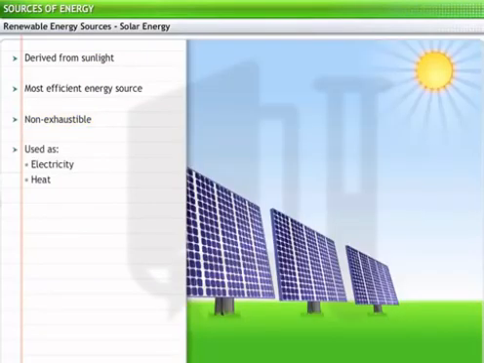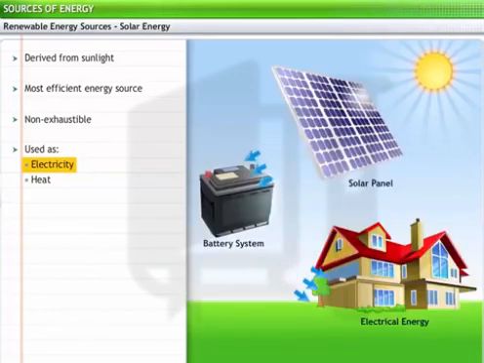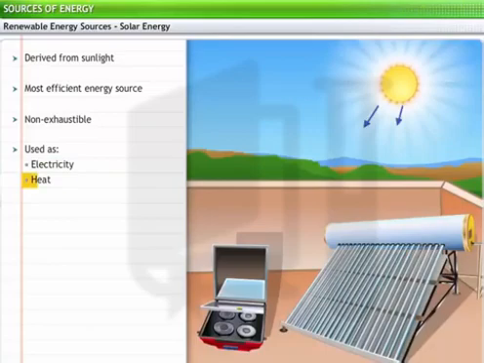We use solar energy in two ways: converting sunlight into electricity. Solar cells, also known as photovoltaic cells, use silicon to capture sunlight and transform it into electrical energy. As heat, devices such as solar cookers or water heaters use reflectors and radiation-absorbing surfaces to trap solar heat.